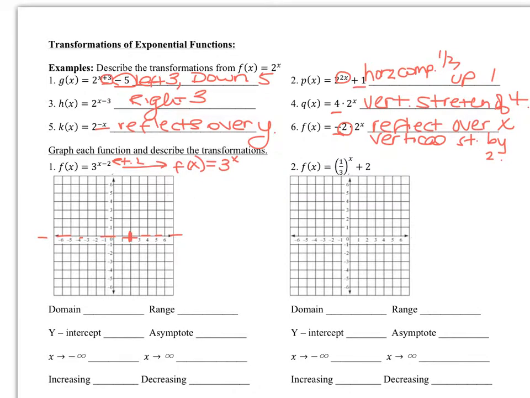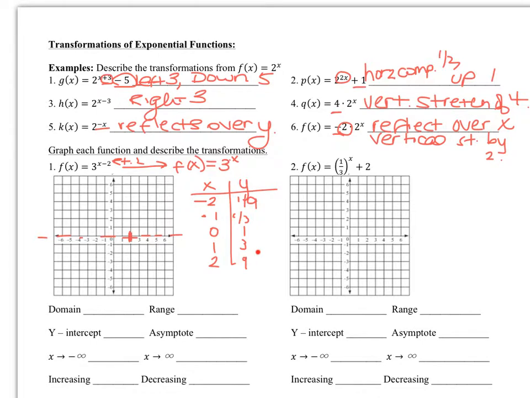So I'm still going to make my table, specifically if you don't know what to do. So x and y, -2, -1, 0, 1, and 2. If I plug in 0, 3 to the 0 is 1. If I plug in 1, 3 to the 1 is 3. If I plug in 2, 3 squared is 9. If I plug in -1, 3 to the -1 is 1/3. And if I plug in -2, 3 to the -2nd power is 1/9. Make sure if you don't understand how I'm getting this table, you're asking questions.